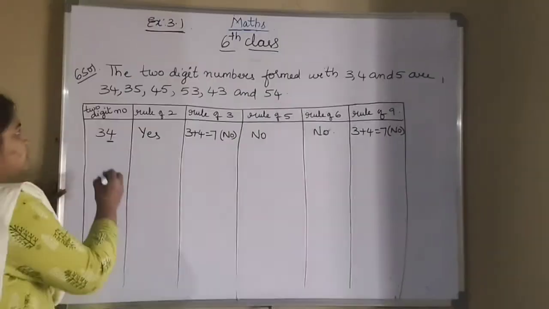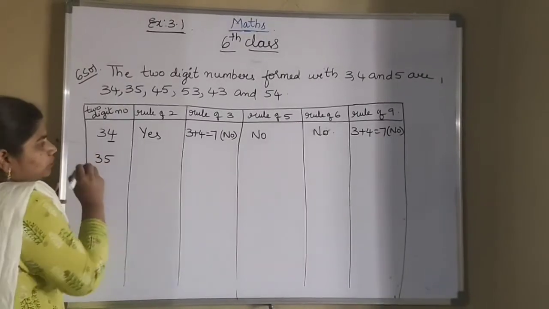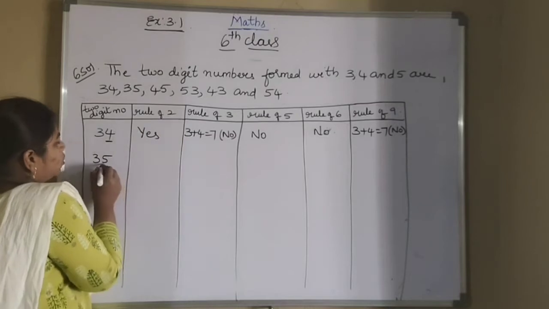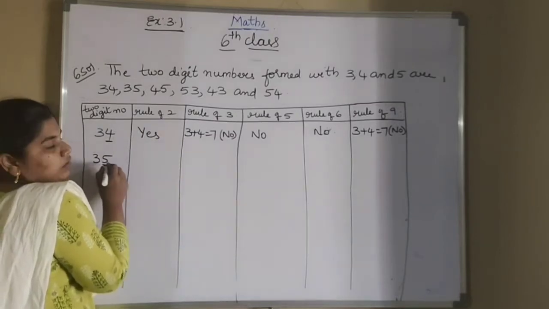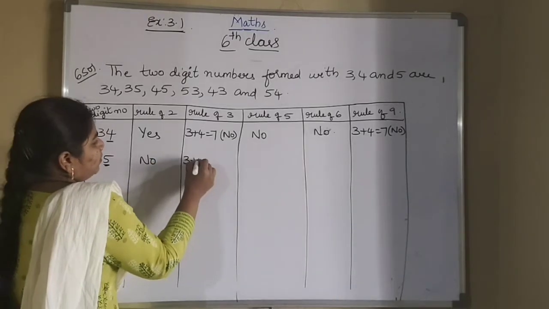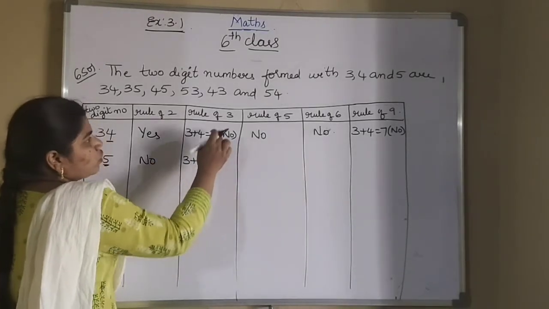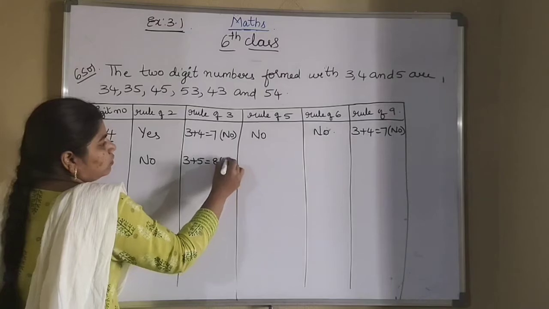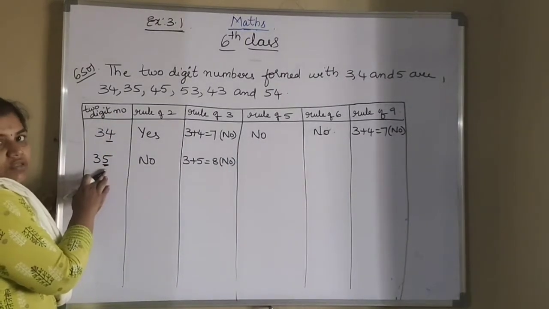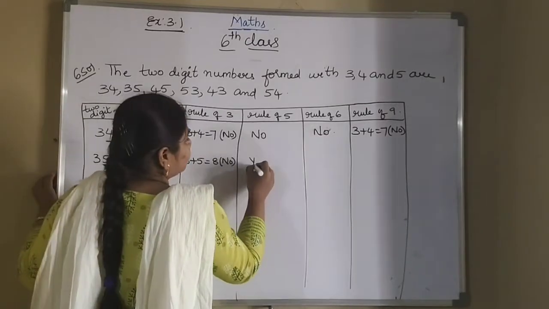Okay. So next is 35. Now, is it divisible by 2 here? No, because the last digit is an odd number. So it is no. Next, add these digits. 3 plus 5 will be 8. 8 is not a multiple of 3, so no. Divisibility rule of 5: last digit should be 5 or 0. It is 5, so yes.